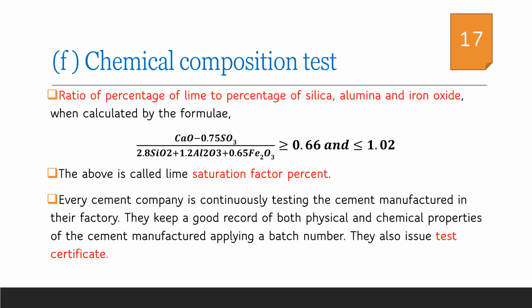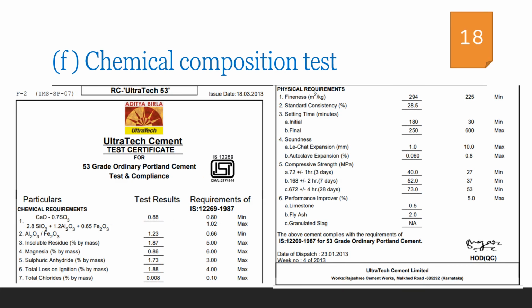Every cement company is continuously testing the cement manufactured in their factory. They keep a good record of both physical and chemical properties of the cement manufactured there. They also issue test certificates for each batch of cement. Here you can see a sample test certificate for 53 grade ordinary Portland cement. Here both the chemical properties as well as the physical properties are listed.